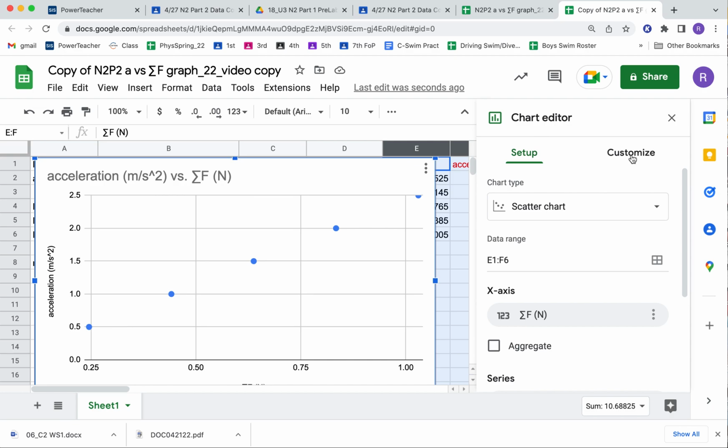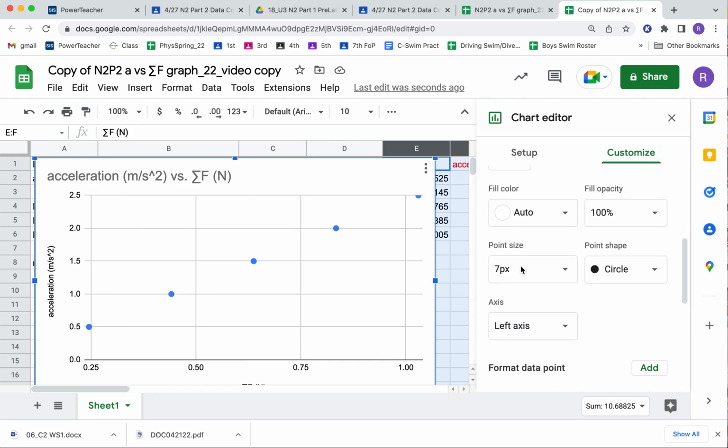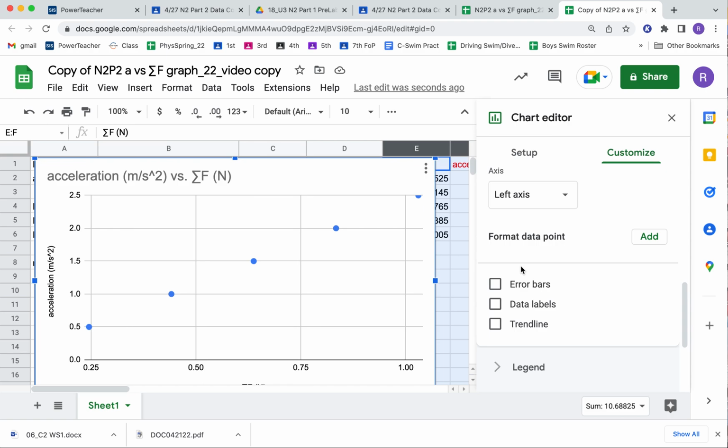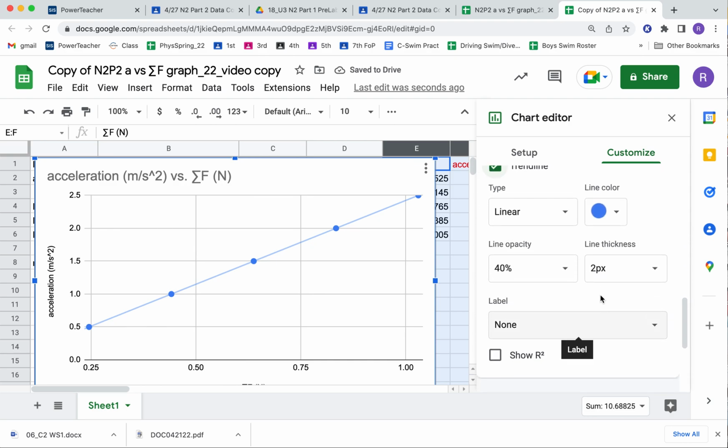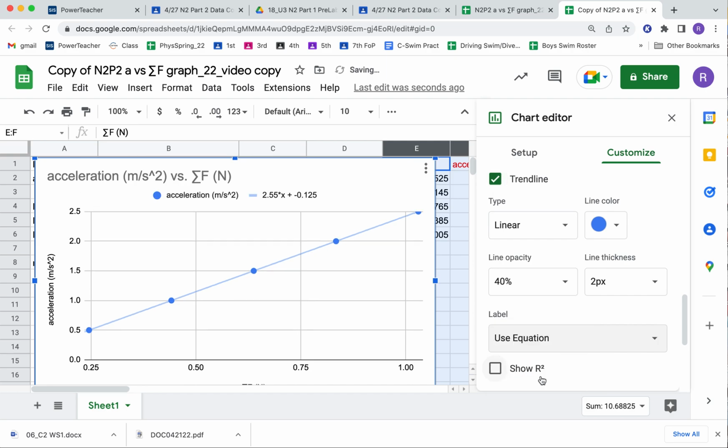Once we've got that, we want to go to Customize. Within this, find the open link that says Series. We're going to open that up and scroll down. Earlier in the year, we would draw a best fit line with a ruler before we calculated slope. Now we can just click Trend Line, and then go down a few more where it says Label, and we're going to choose Use an Equation. And just like in our previous labs, it'll then give us a slope of our graph.